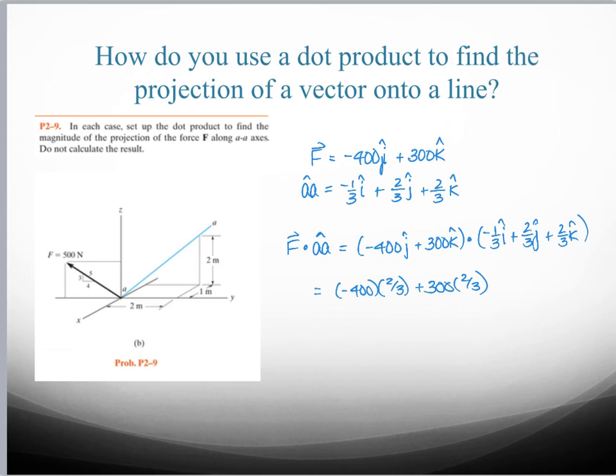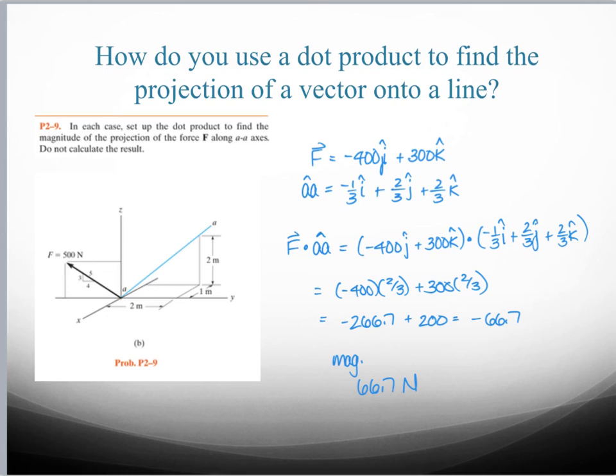And so this is going to be -266.7, plus 200. So it would be -66.7, but I want the magnitude, and so I just write 66.7 newtons. All right, and so that's how I use the dot product to answer a question like this.